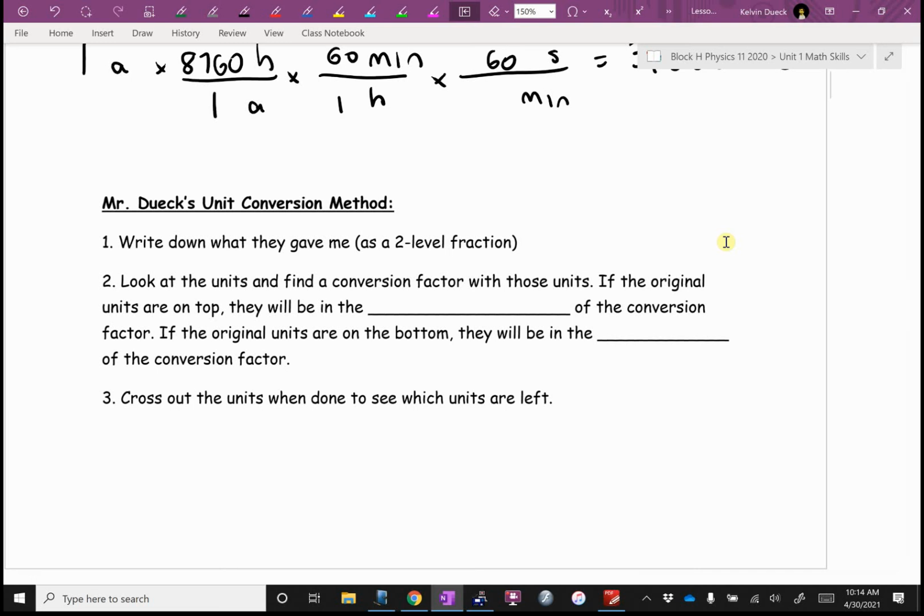Alrighty. So, back to here. Write down what they gave me as a 2-level fraction, or at least imagine it as a 2-level fraction. Look at the units and find a conversion factor with those units. If the original units are on the top, they'll be in the bottom of the conversion factor. If the original units that you want to get rid of are on the bottom, they'll be in the top of your conversion factor. And build your chain crossing out the units when done so that at the end you can see which units are left and they should be the units you were aiming for. That's how I did that calculus question.